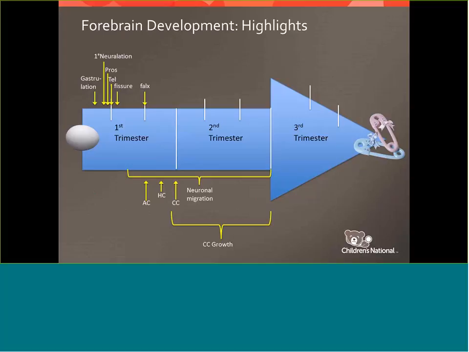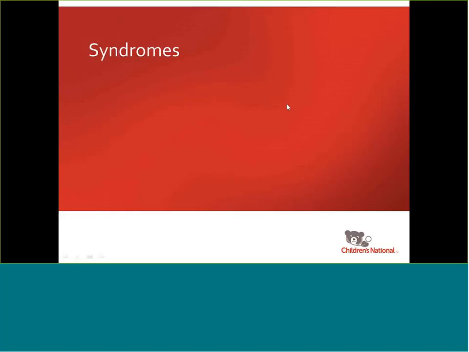Okay, and just to finish this up, the callosal sulcus and sylvian fissure develop at about 15 weeks, and then you have secondary and tertiary sulci that continue on through the third trimester. So just a few syndromes here that have frontal brain involvement.